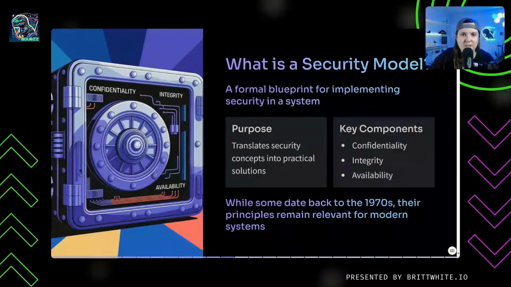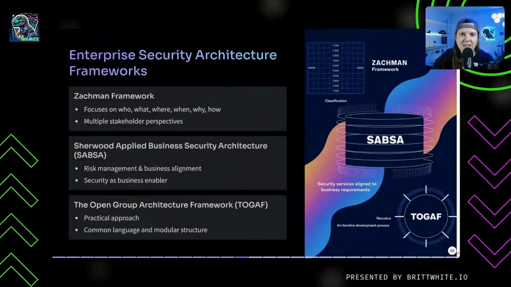Now, before we jump into specific security models, let's talk about enterprise security architecture frameworks. These are like overarching guidelines or master plans for implementing security across an entire organization. They provide a structured approach or a roadmap for building secure enterprises from the ground up. I want to introduce you to three of the most important frameworks you'll encounter.